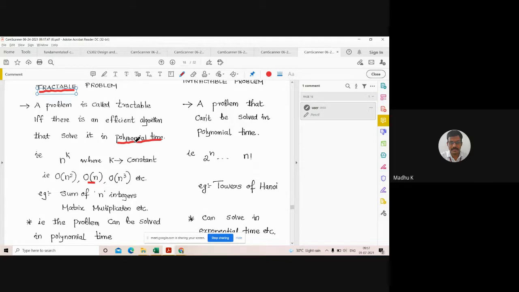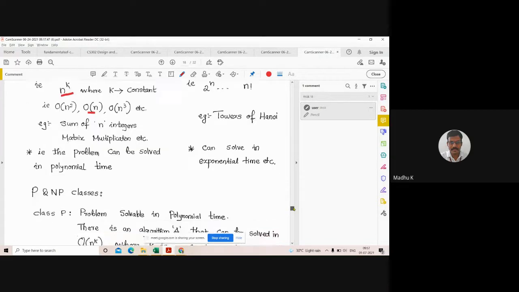Very simple. It can be solved in polynomial time, which means it will take time n power k, where k is a constant. For example, big O of n square, big O of n cube, etc. If you consider the problems sum of n integers, matrix multiplication, linear search, binary search, etc. Binary search means worst case only. These are polynomial time algorithms. And we can define this in this way also, that is, the problem can be solved in polynomial time.